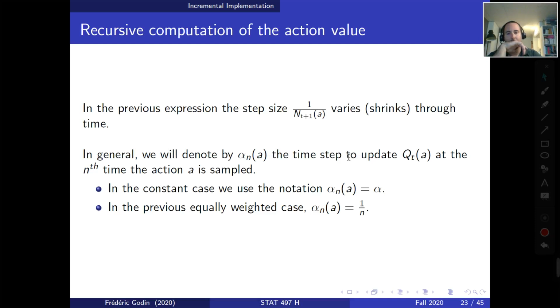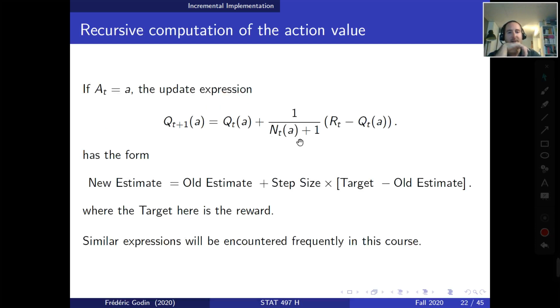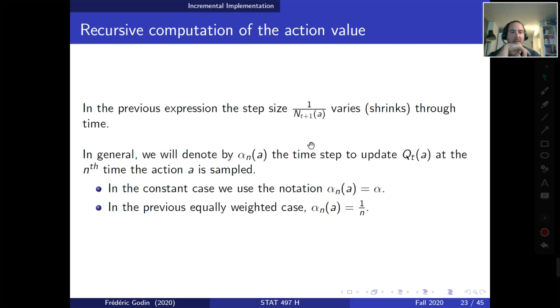So in the previous expression, our step size here is 1 over N_t(A) plus 1, in this case, if action A is selected, this is just 1 over N_{t+1}(A). So here the step size shrinks through time. As time goes by, this number will become larger and larger, because this is the number of times you've sampled from action A. So the step size in the previous formula decreases through time if we use the sample average to estimate the expected rewards.